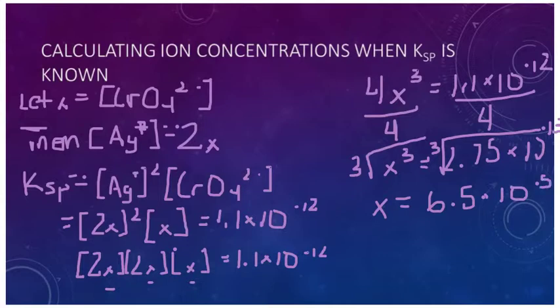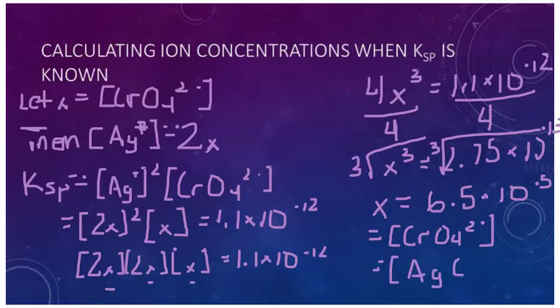Okay, so that is the concentration of the chromium, or chromate. It's also the concentration of the silver chromate. And if I multiplied it by 2, it would be the concentration of the silver ions.